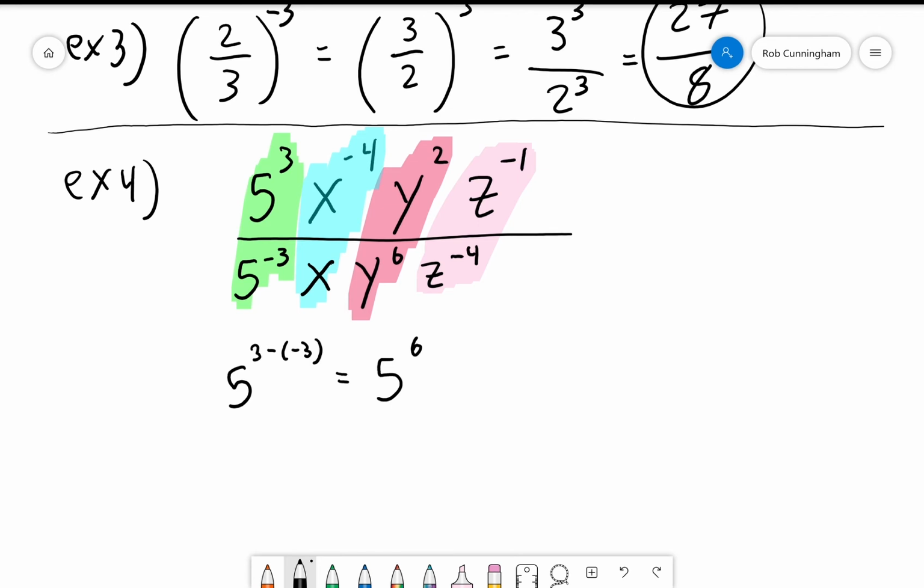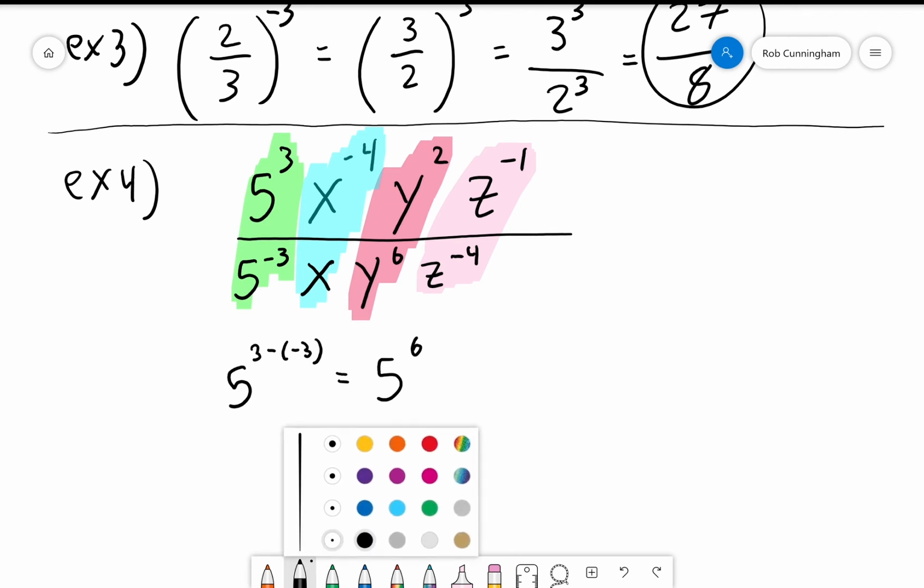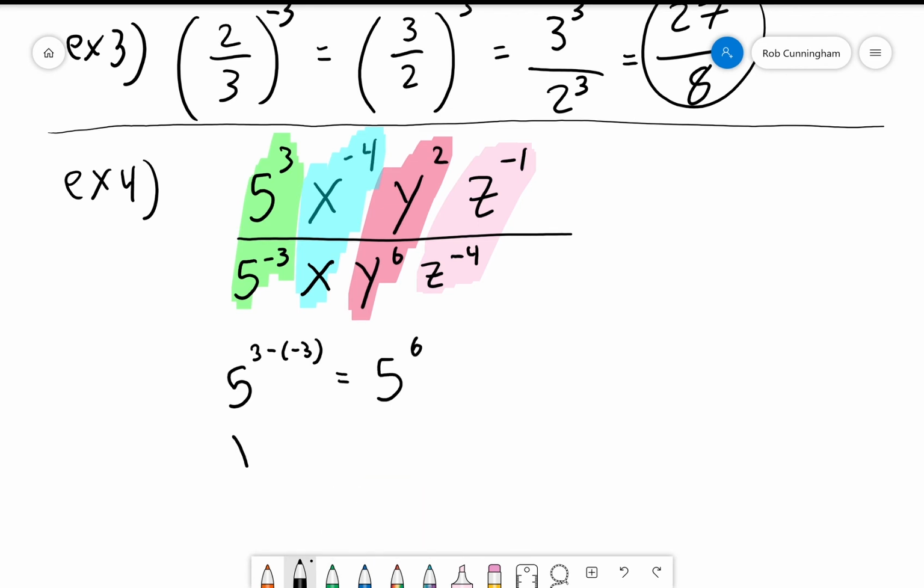How about these x's? We have x to the negative 4th. Now, what's the exponent on this x down here? Well, that's x to the 1. So you have negative 4 minus 1. Again, if I'm at negative 4 and I go down another 1, that gets me to negative 5. Now we'll combine all of these in a second.